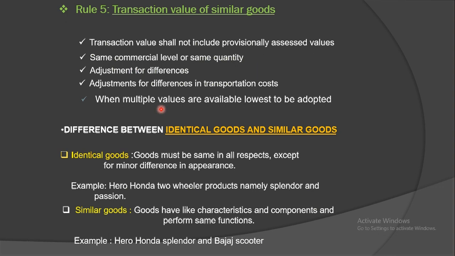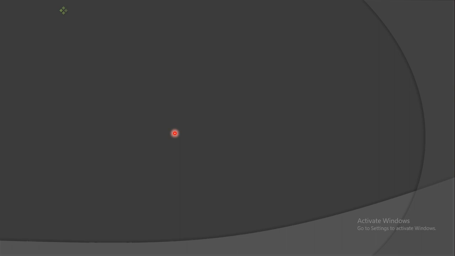Let's go ahead to the next slides. Rule 6, determination of value. It is very simple. If we are not able to calculate our assessable value from rule 1 to rule 5, then we will calculate our assessable value as per rule 7. If we are not able to calculate our assessable value as per rule 7, then we will go to rule 8.